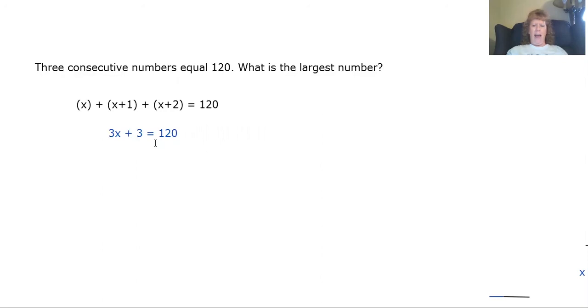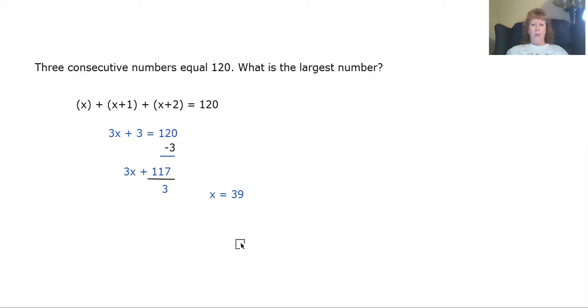So instead of add, if we subtract 3 from both sides, we'll have 3x is equal to 117. So to separate the 3 from the x, which is multiply, we'll divide. If we divide both sides by 3, then 117 divided by 3 is 39.